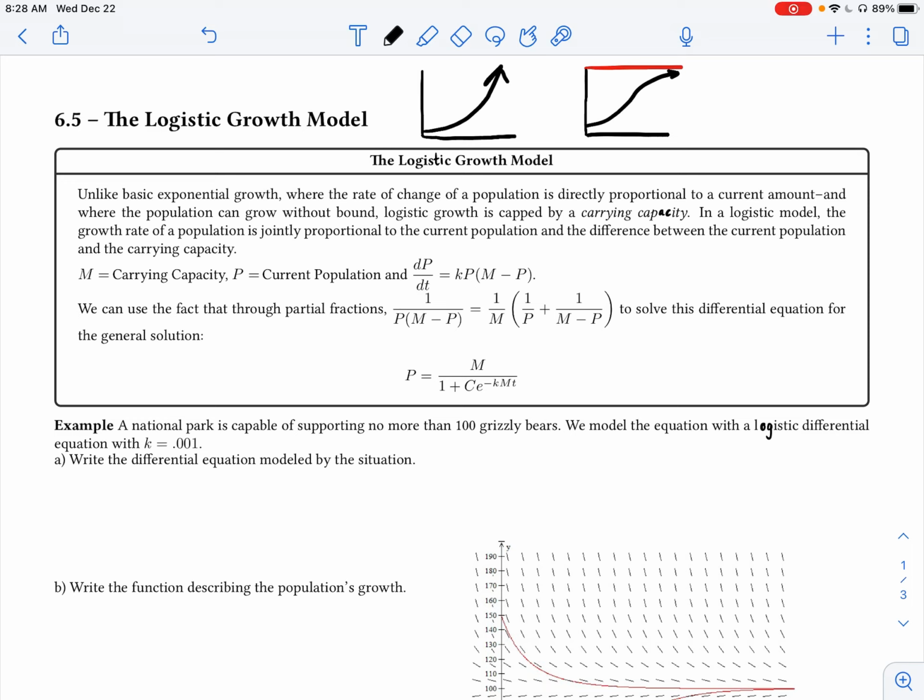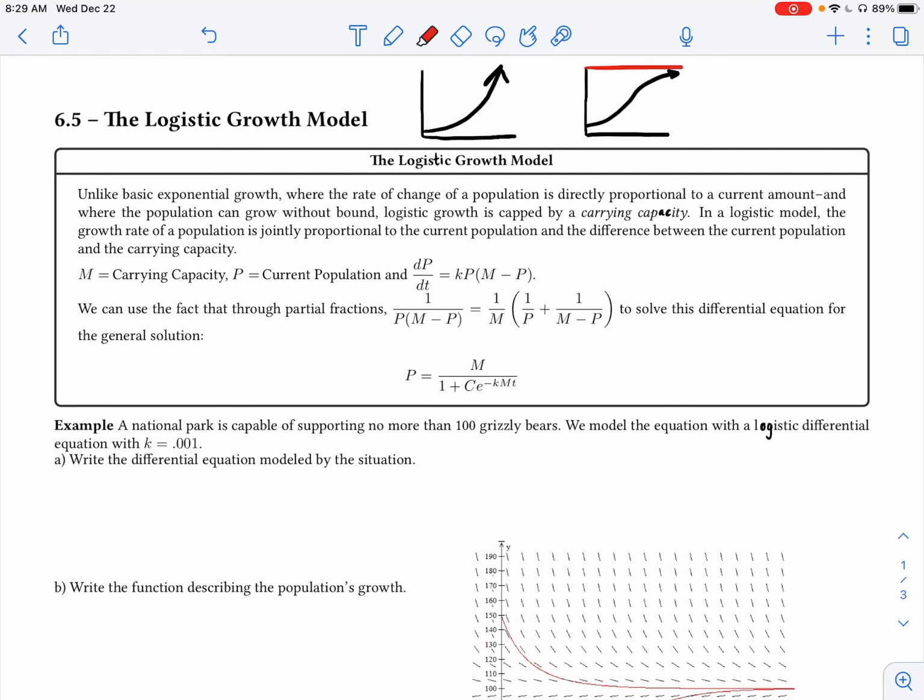And this makes a lot more sense because we know that most populations can't grow without bounds, right? There's not an infinite number of resources. So if you were to look at the number of fish in a lake, for example, there's only so many resources to support a set amount of fish. Over time, there just aren't enough resources to go around, fish die out, and the growth rate is going to start to slow down.